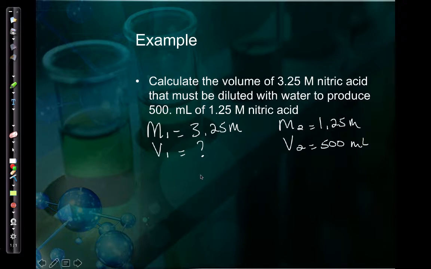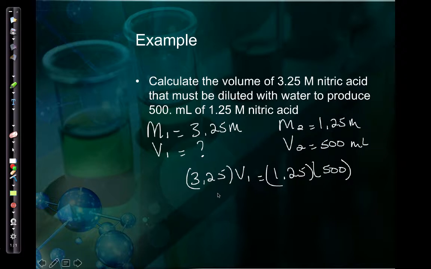All right, so my initial molarity will be 3.25. I'm trying to find the new volume. That's equal to 1.25 multiplied by 500. I don't need to convert it to liters here technically. And then when I solve for that volume, I will get 192.3. So what this means is that I will take 192.3 milliliters of this concentrated acid, measure that out, and then I will continue to add water until I get to the new volume of 500.